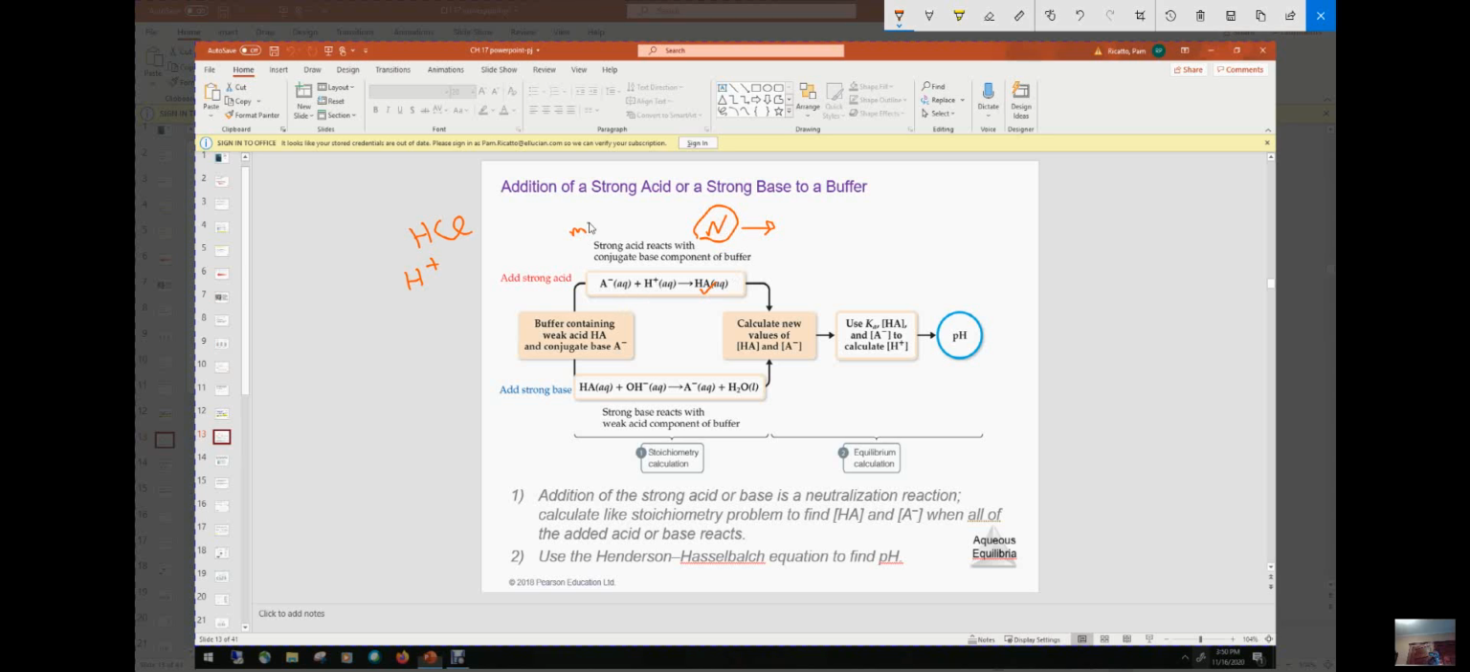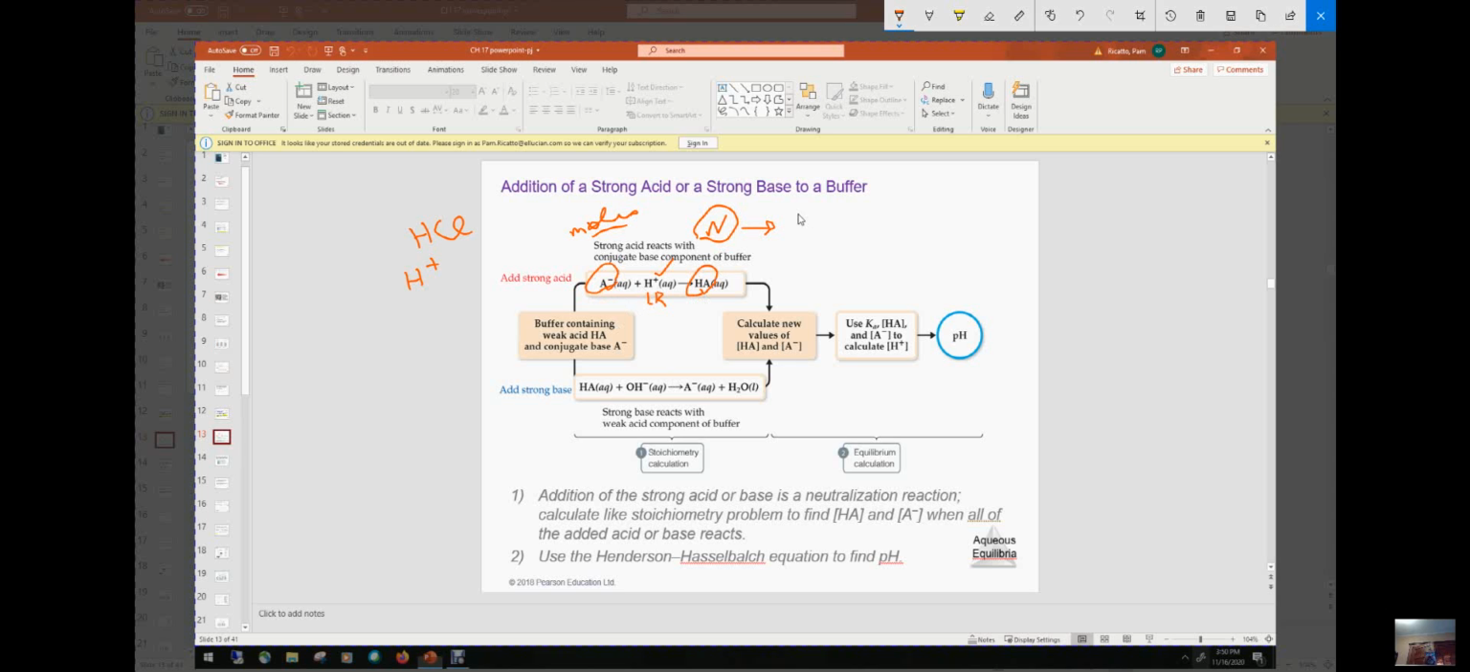How do I get moles of something? I take its concentration times its volume. So do this part in moles. So I get the moles of A minus that reacted plus the moles of HA. I figure out which of the two is the limiting reagent. Usually, if I don't exceed the buffering capacity, I'm going to run out of H plus first. So this will be the limiting reagent. Okay? That means there'll still be some A minus around after. It's going to be less than before, and there'll be some HA.